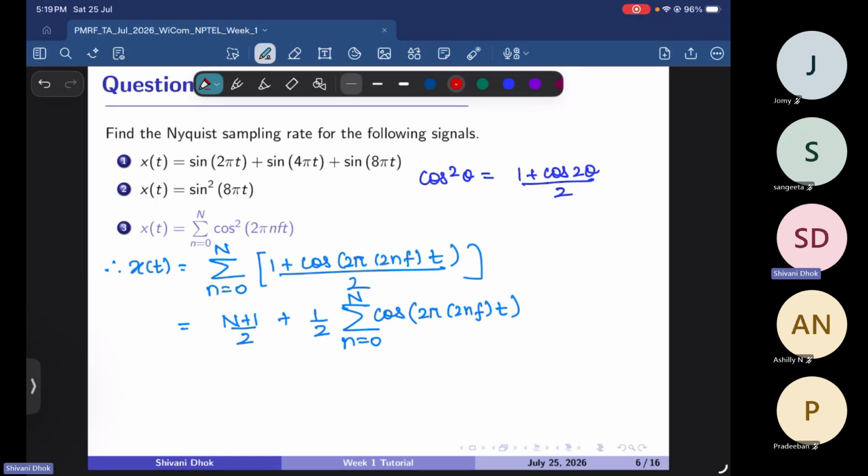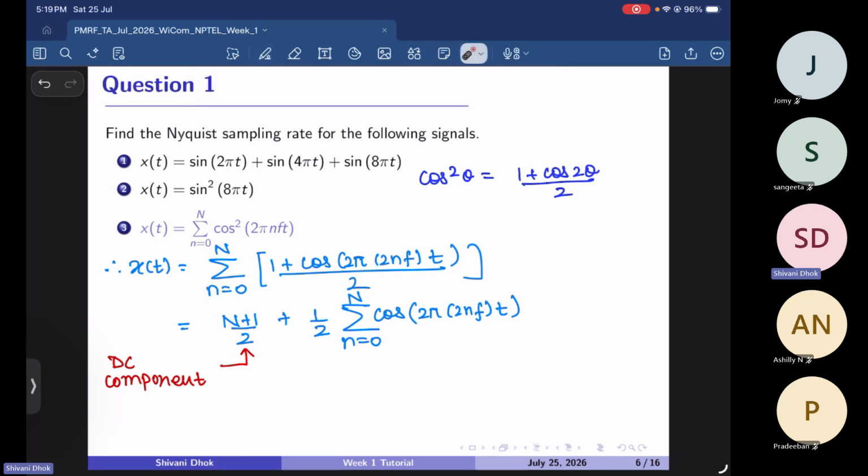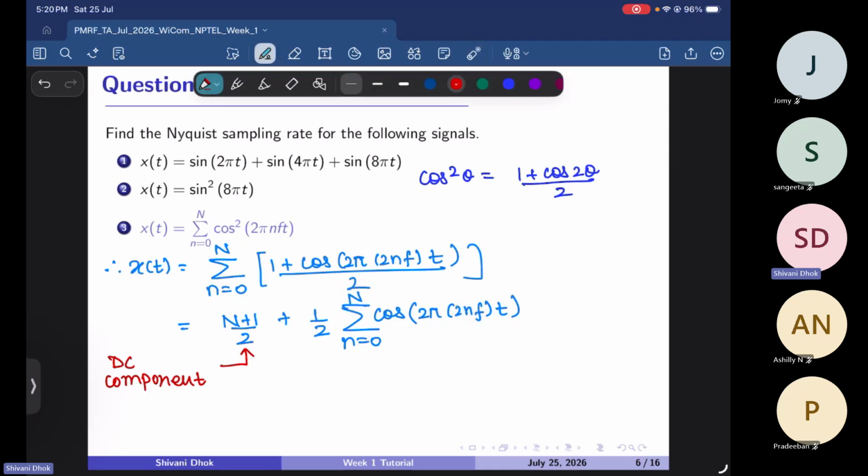Again, similar to the previous part, this is a constant and this is a DC component. And this summation here is basically a summation of lots of sinusoids, but the maximum frequency will be when this little n takes the highest value. That is, this little n is equal to capital N. So this part has the maximum frequency as 2Nf.